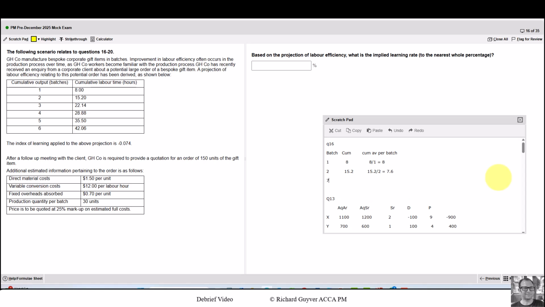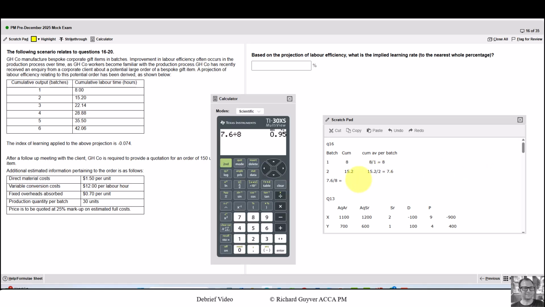So therefore the learning rate is 7.6 over 8, which is 0.95 or 95%. Although you wouldn't need to do this if we were to use 4 batches, that's 7.2. So 7.2 divided by 7.6 should in theory give us the same answer. A little bit of a rounding error, but it is still 95%. So 95% is our answer there.